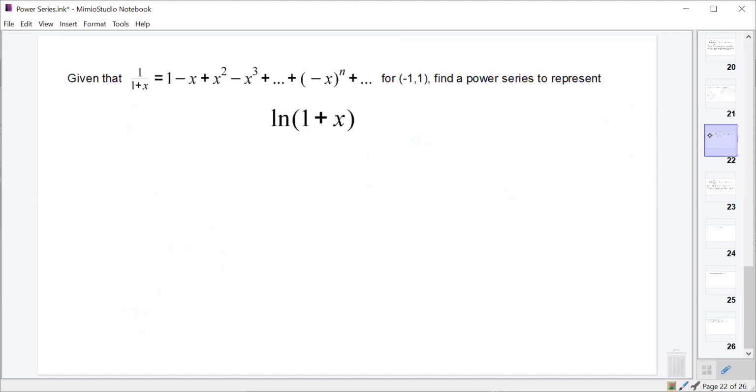All right, let's take a look at this one. This is another one we dealt with, 1 over 1 plus x. We've used this one, right? It's 1 minus x plus x squared minus x cubed and so on. Can we find a power series to represent the natural log of 1 plus x?